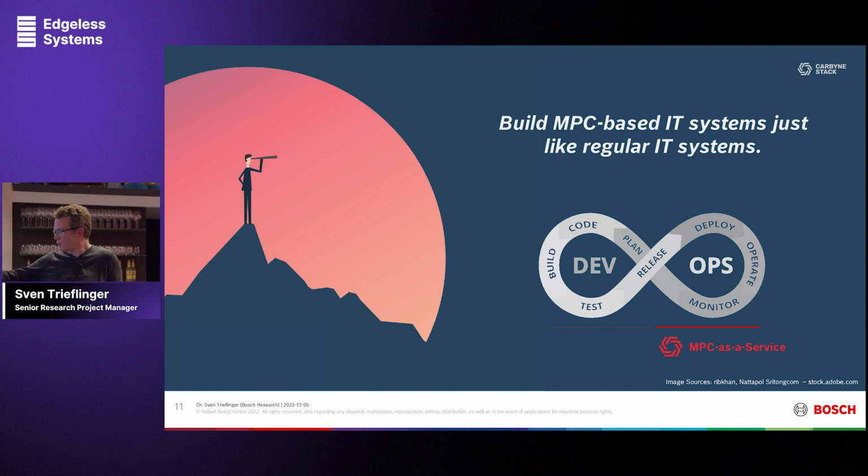And that means we have to address the DevOps cycle here. What is already covered quite well is the left side. There are languages, compilers, and runtimes for secure multi-party computation, but what is not there as of today is the ops part, right? How to deploy it, how to operate it, how to monitor it. And there is the idea to come up with MPC as a service.